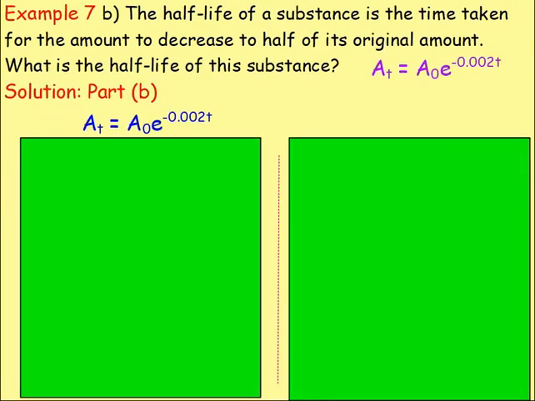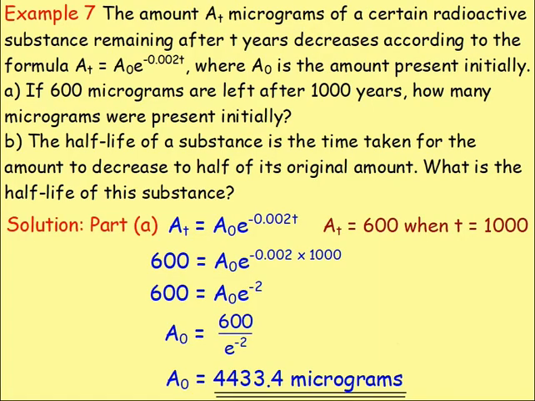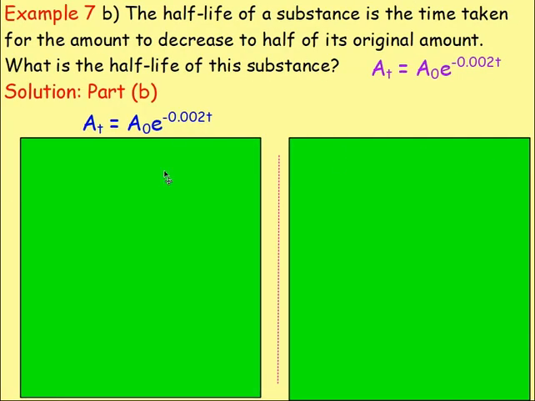Part B. The half-life of a substance is the time taken for the amount to decrease to half the original amount. What is the half-life of this substance? So there's two different ways to think about this. Either you can go back to the last page. Well, at the start there were 4,433.4, so we can divide that by 2 to work out what half of that would be.